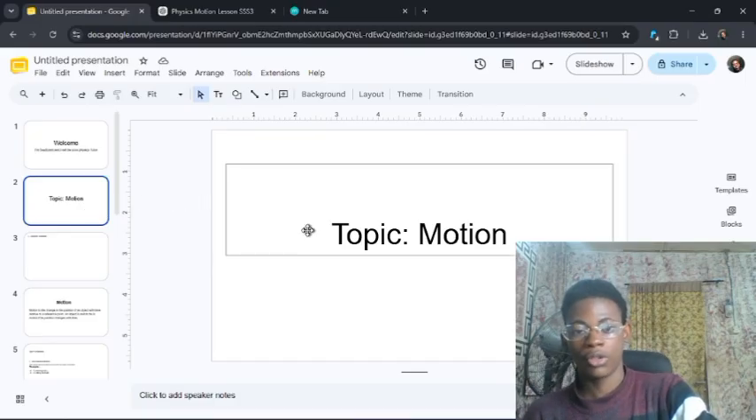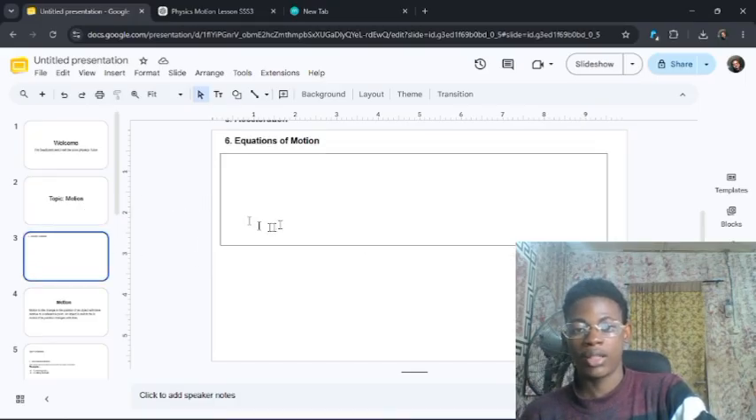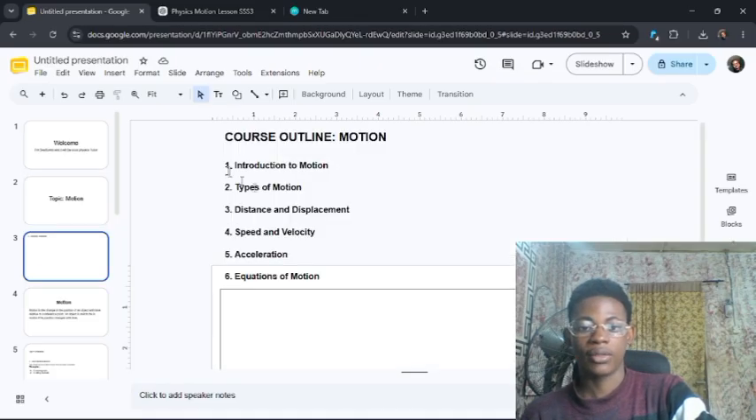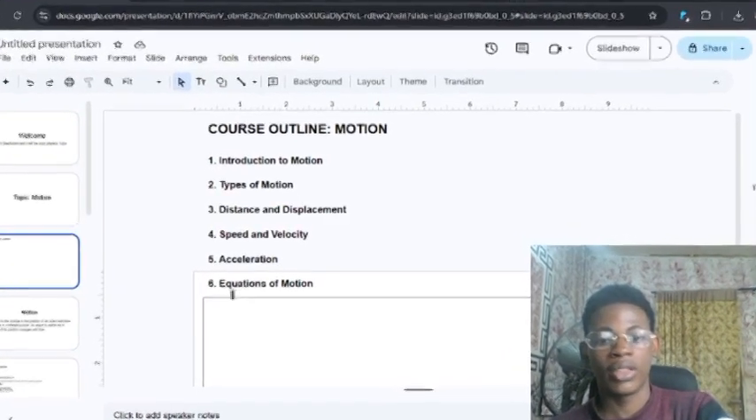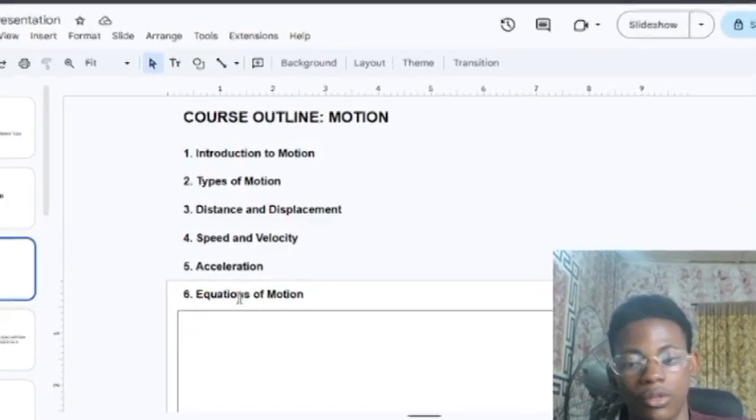Our topic for today will be motion, and here is our course outline: introduction to motion, types of motion, the terms used in motion, which are displacement and distance, speed and velocity, acceleration, and then the equations of motion.